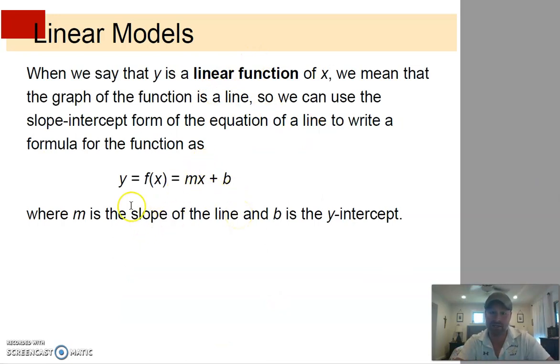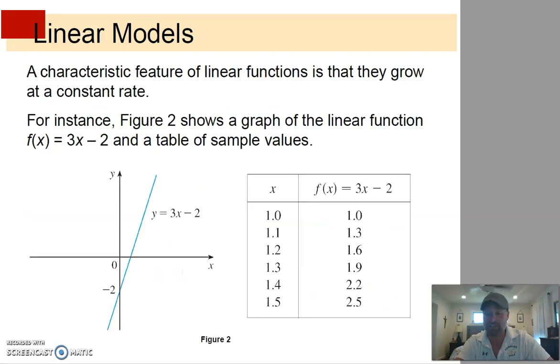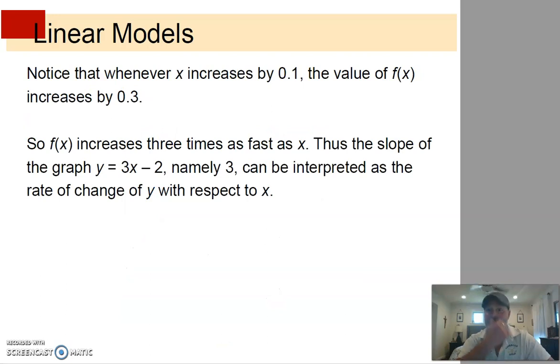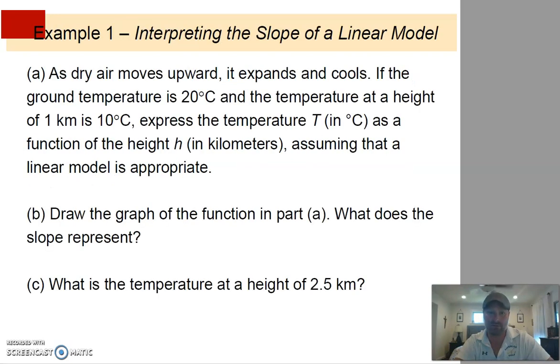So we have y equals mx plus b, or f of x being your value of y, where b represents your y-intercept and m represents your slope, your rise over the run, your change in y over the change in x. We see a simple linear equation graphed, and then we see the table. Notice that whenever x increases by 1, the value of f of x also increases, right? So 0.1 to 0.3. But that essentially is where our slope comes from, okay?